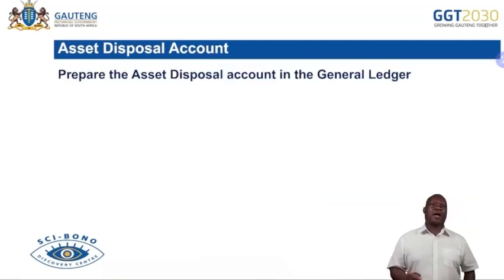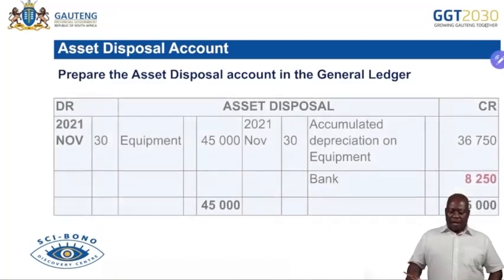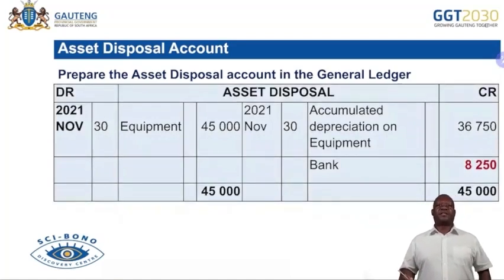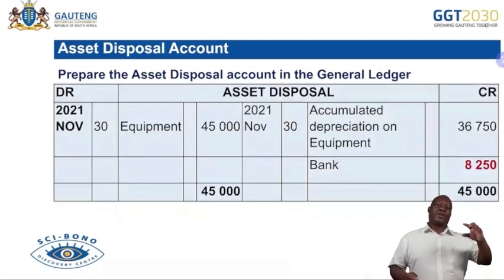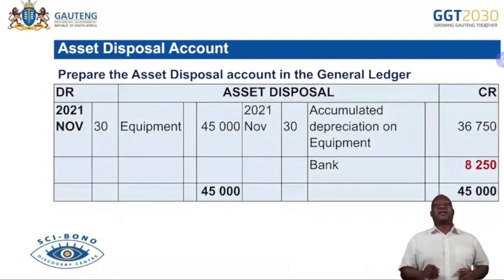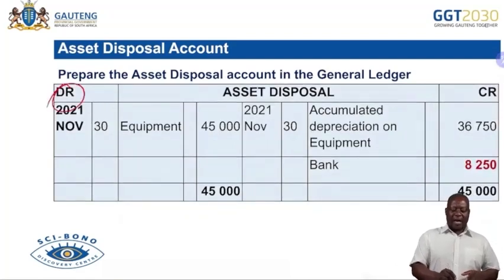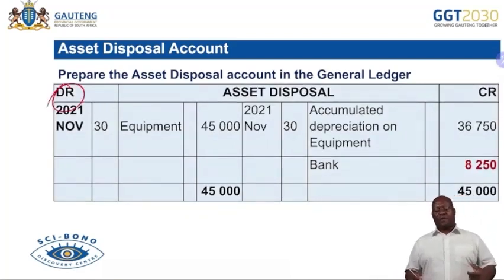Now I was on the asset disposal. Let's check. The asset disposal looks like this. It's a normal T account, a normal ledger account with our debit and credit side. We are transferring the cost price of the asset to the asset disposal account first, right? So we are going to credit the equipment account, and that means we debit asset disposal with the cost price of the asset. On the debit side, we are recording on that day, 30 November 2021, equipment, and then we put the 45,000, which is the cost price of the equipment.